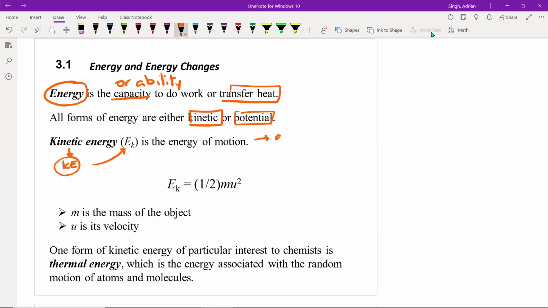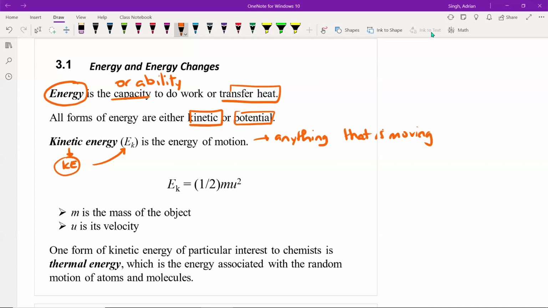So anything that is moving, any type of motion, whether it is a person walking, whether it's the wind blowing, whether it's a person swimming, whether it's gas particles zipping around a room, if they're moving, they possess kinetic energy. And kinetic energy is defined mathematically as 1/2 of the mass times the velocity of that particle squared.